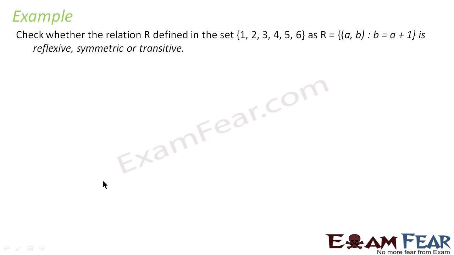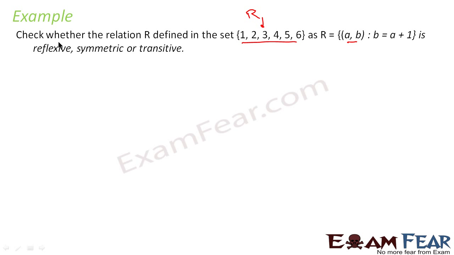Let's take one more example. We have to check whether the relation defined in the set 1, 2, 3, 4, 5, 6, this is my whole value of range, where B is equal to A plus 1, is reflexive, symmetric and transitive.